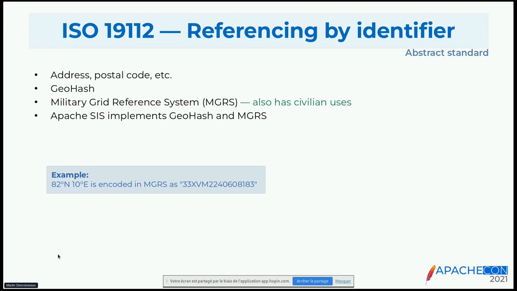For example, Geohash is much longer than necessary. It's not very suitable for the poles, for example. The Military Grid Reference System is a kind of extension of the Universal Transverse Mercator projection, but also designed to work well on the North Pole and South Pole.